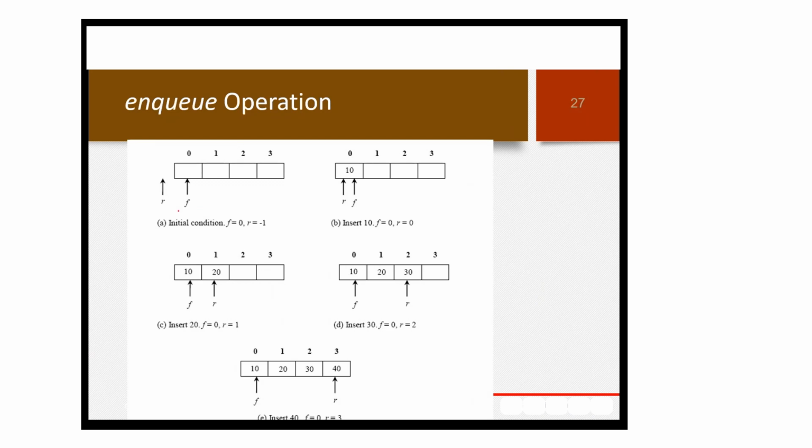So what should I do? I should increment because I'm inserting. So the rear pointer R is incremented, it becomes 0. So put 10 and keep going, 20 at 1, 30 at 2, 40 at 3. So similarly, the queue has got limitations, that means the number of locations which you have already declared. So once the rear pointer reaches the end, that means max -1, then it's a queue overflow.